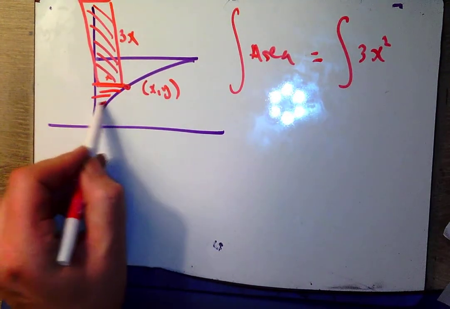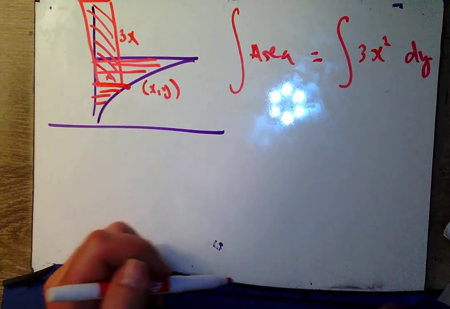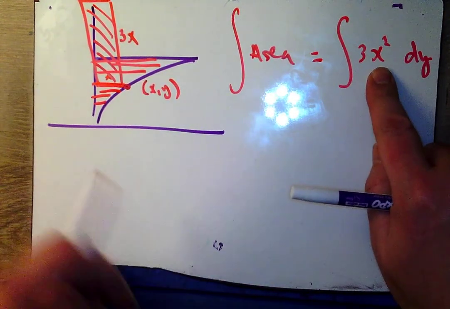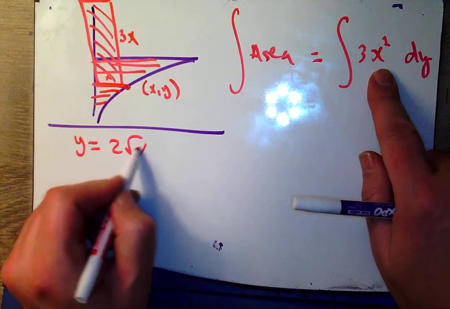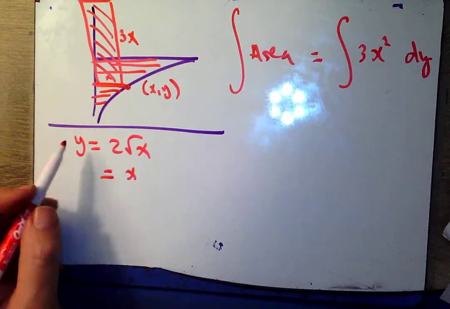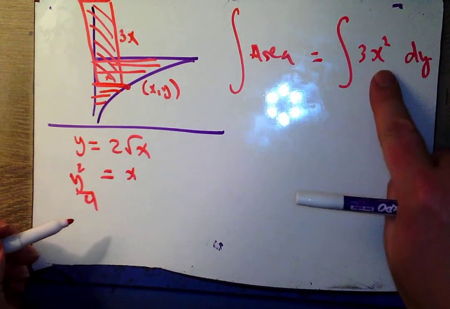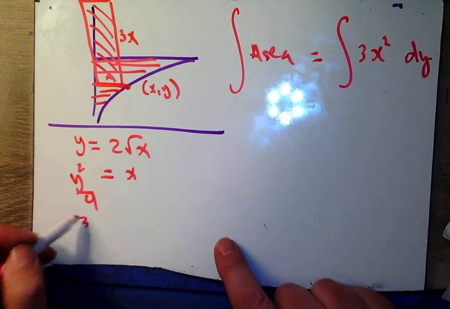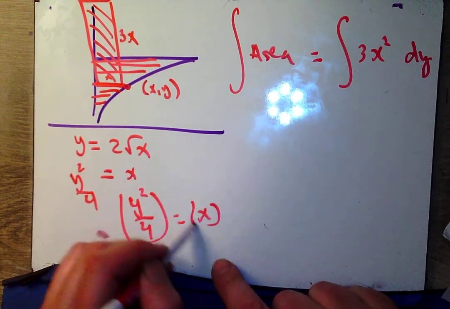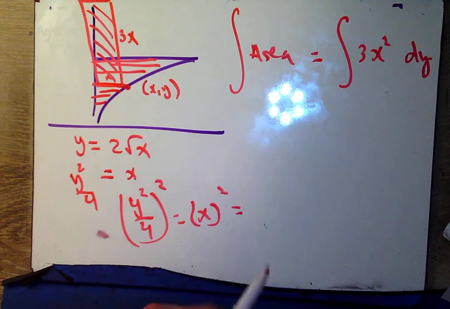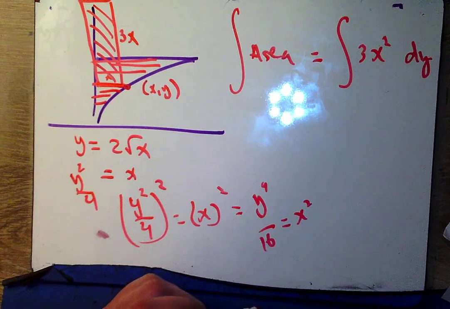Uh-oh, these are slices like this. That has to be a dy. So I'm going to have to get rid of x and replace with y. What was this curve again? This was y equals 2 root x. Oh yeah, and we said that x then was going to be y squared over 4. Okay, I need x squared, so I'm going to take y squared over 4 and square it. So that'll be y to the 4th over 16 equals x squared.